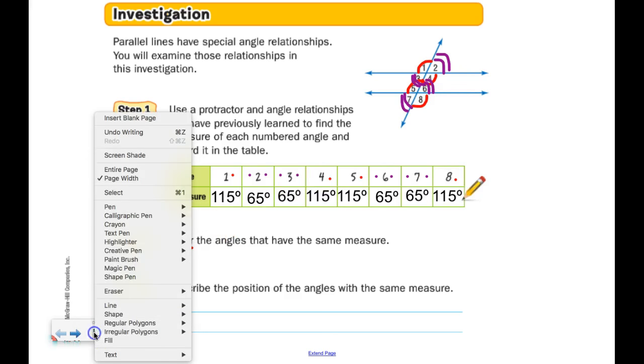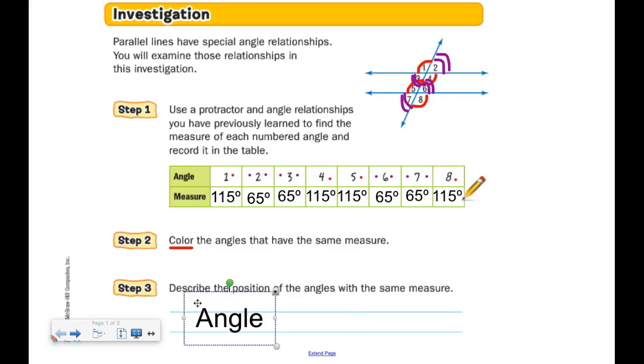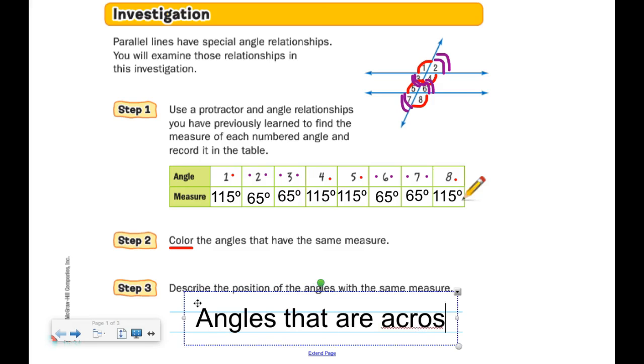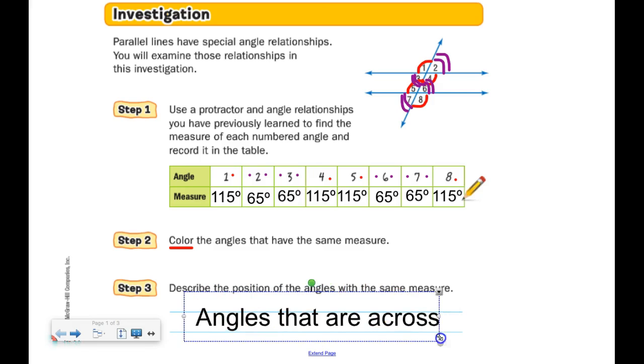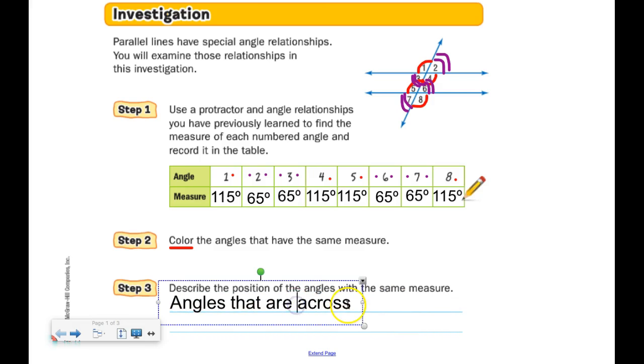So for all intents and purposes of this question, I think we're going to focus mainly on the fact that these angles that are across from each other, 2 and 3, 6 and 7, and the red ones, 1 and 4 are across from each other here. 5 and 8 are across from each other here. So angles that are across from each other are congruent. And you may or may not have background with that.